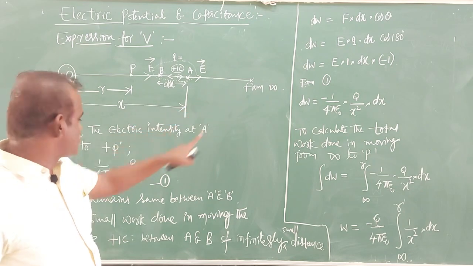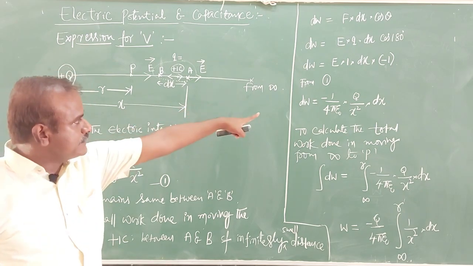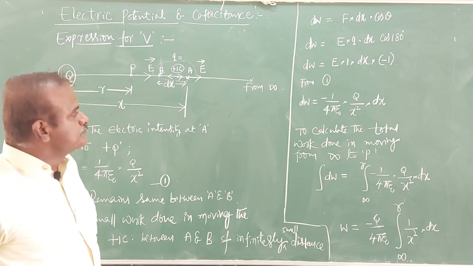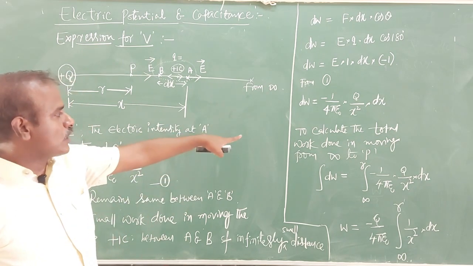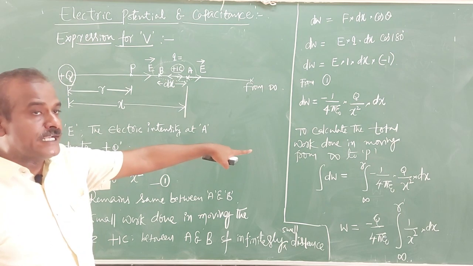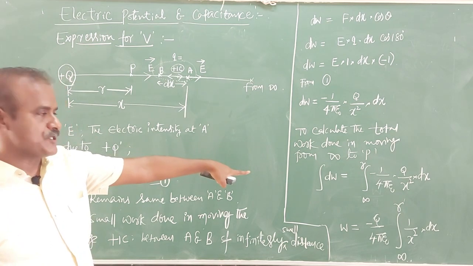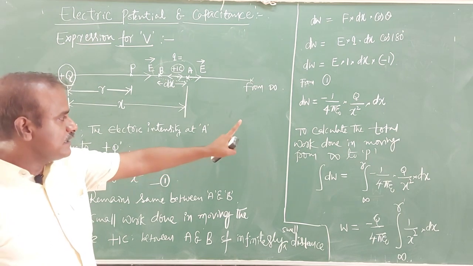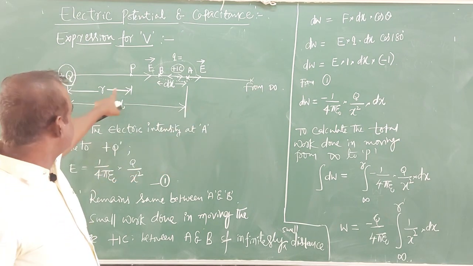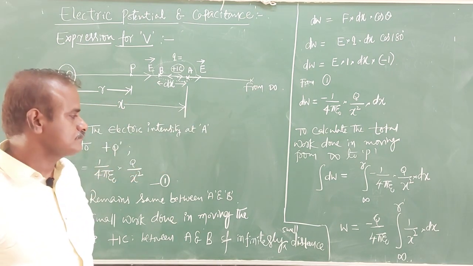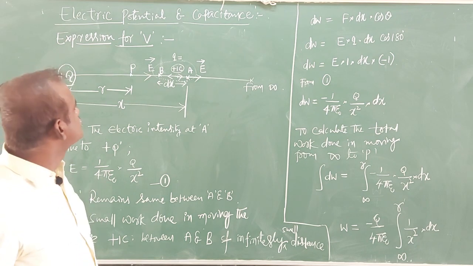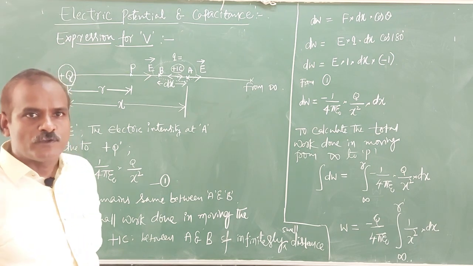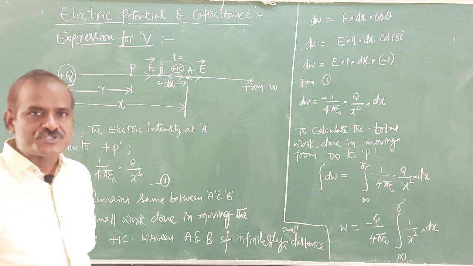And for E, substitute from 1. E is substituted, and the minus sign is carried. To calculate the total work done in moving from infinity to P, this is how the integration is set up. Infinity is a distance, and at P the distance is R. Now shall we proceed further?